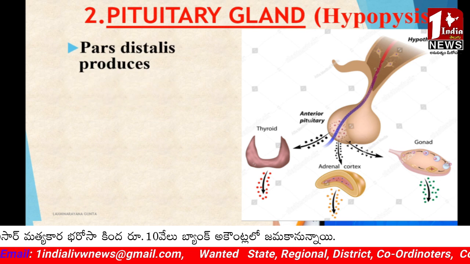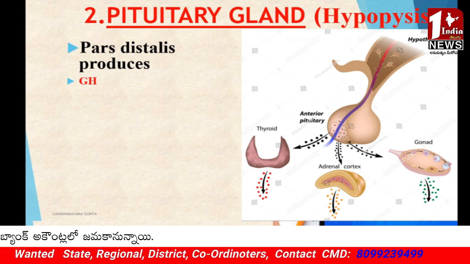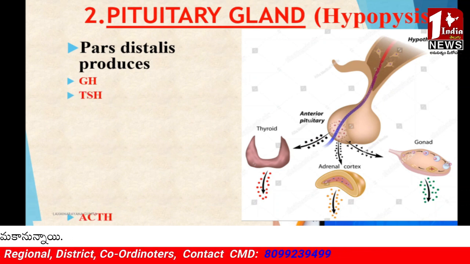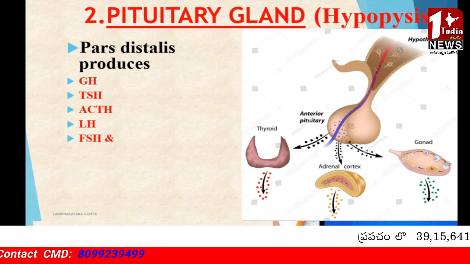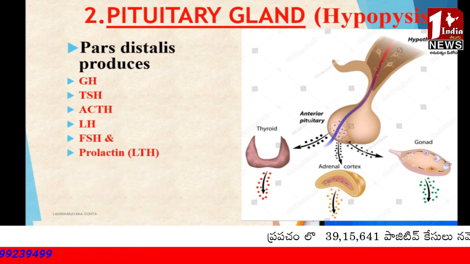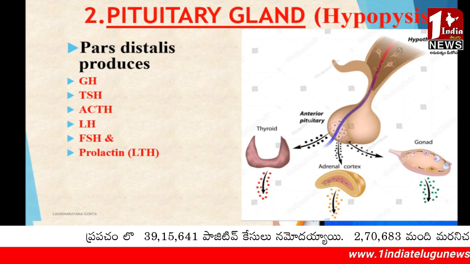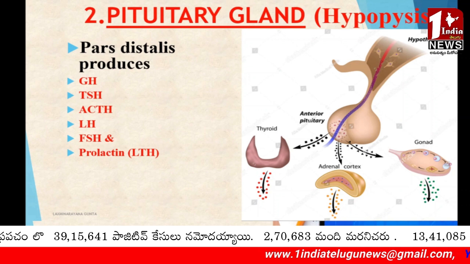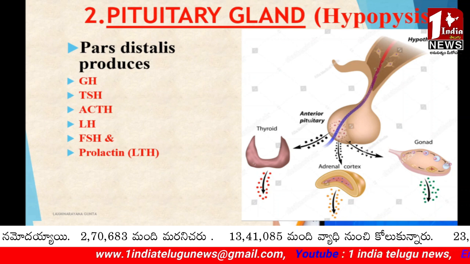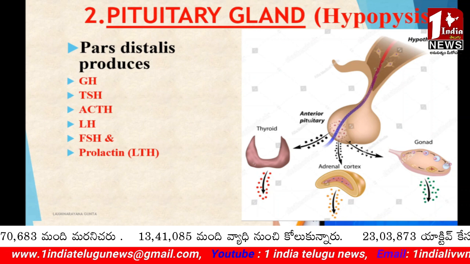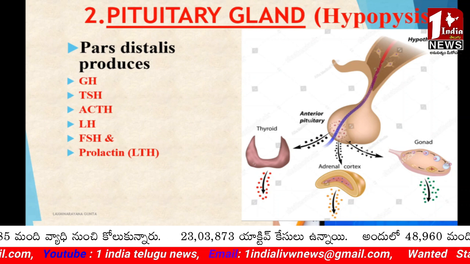This pars distalis produces a number of hormones like growth hormone, thyroid stimulating hormone, adrenocorticotropic hormone, luteinizing hormone, follicle stimulating hormone, and prolactin or luteotrophic hormone. All these hormones are called trophic hormones because they stimulate the production of hormones in other parts. That's why they are called trophic hormones. These are all the trophic hormones released by the pars distalis.